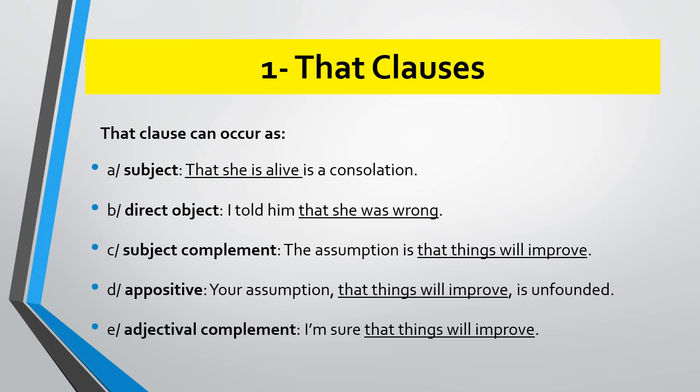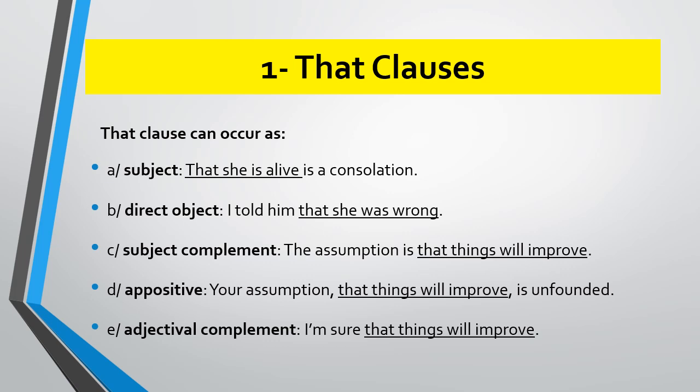Now we begin with that clauses. For each type there should be a clue to let you distinguish it from other types. So the clue here is the word that itself. For each function I have provided one example, and this example is in fact taken from your book. You can check your books or depend on this PowerPoint. This is okay for both.